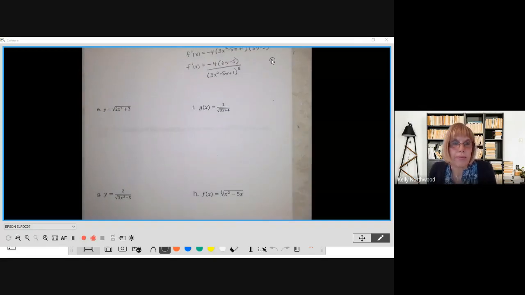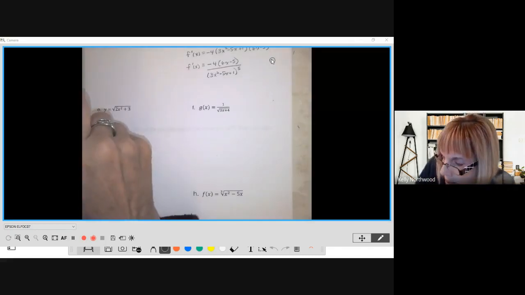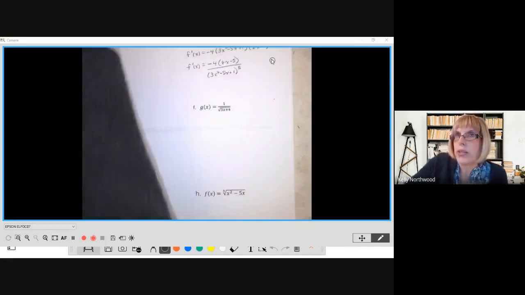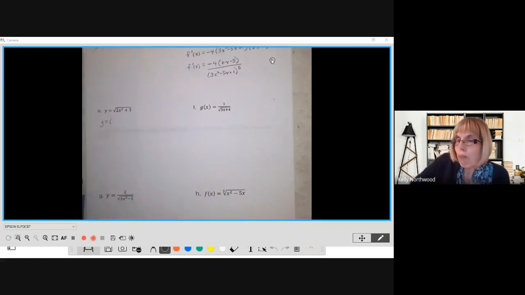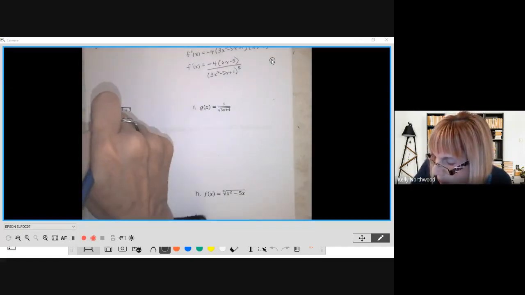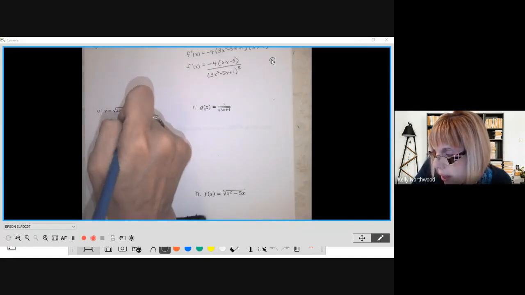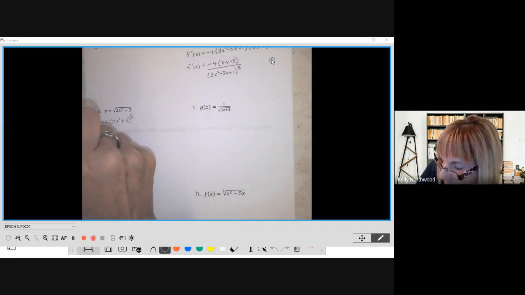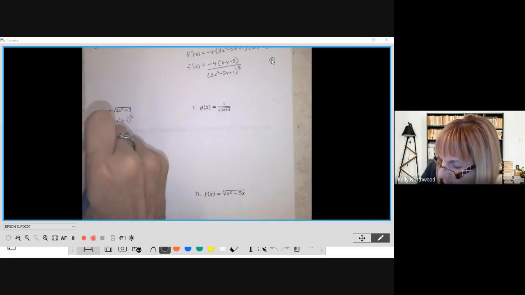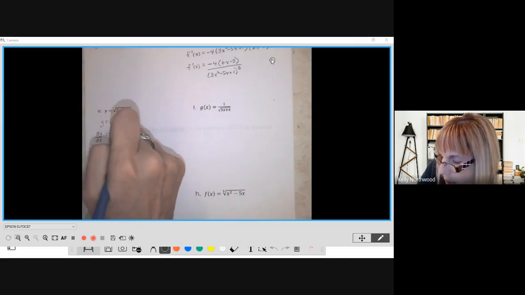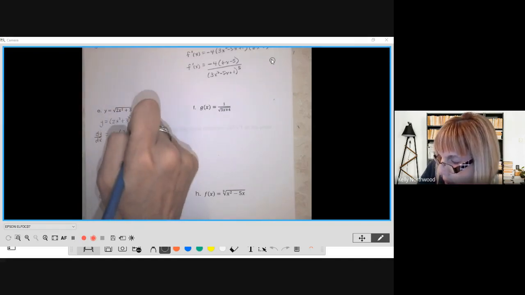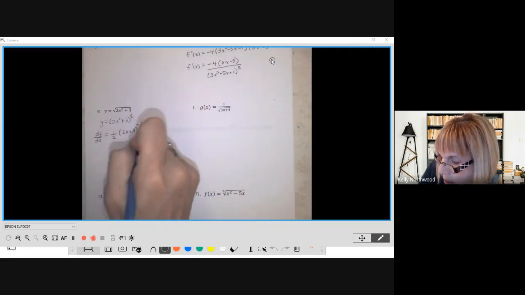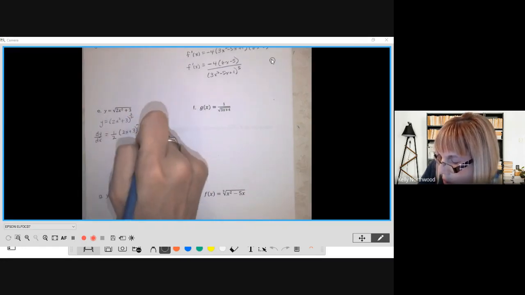Okay, so for E, again, first step would be to rewrite it as a power function. So it's going to be y equals, sorry, I need a drink of water here. 2x squared plus 3 to the half. So that's just y rewritten. Now we want to find y prime. I'll do dy by dx for a change. dy by dx is 1/2 2x squared plus 3 to the -1/2 and then times the inner derivative. Derivative of 2x is just 2.